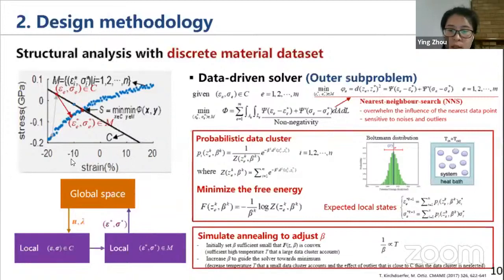Then the expectation of the data cluster is the expected local strain and stress. And the data cluster in each iteration is determined with a simulated annealing scheme. Initially, a large data cluster is considered and then gradually reduced. When the solver approaches the solution, only a small data cluster is considered, because the outliers far from the cluster do not affect the solution.